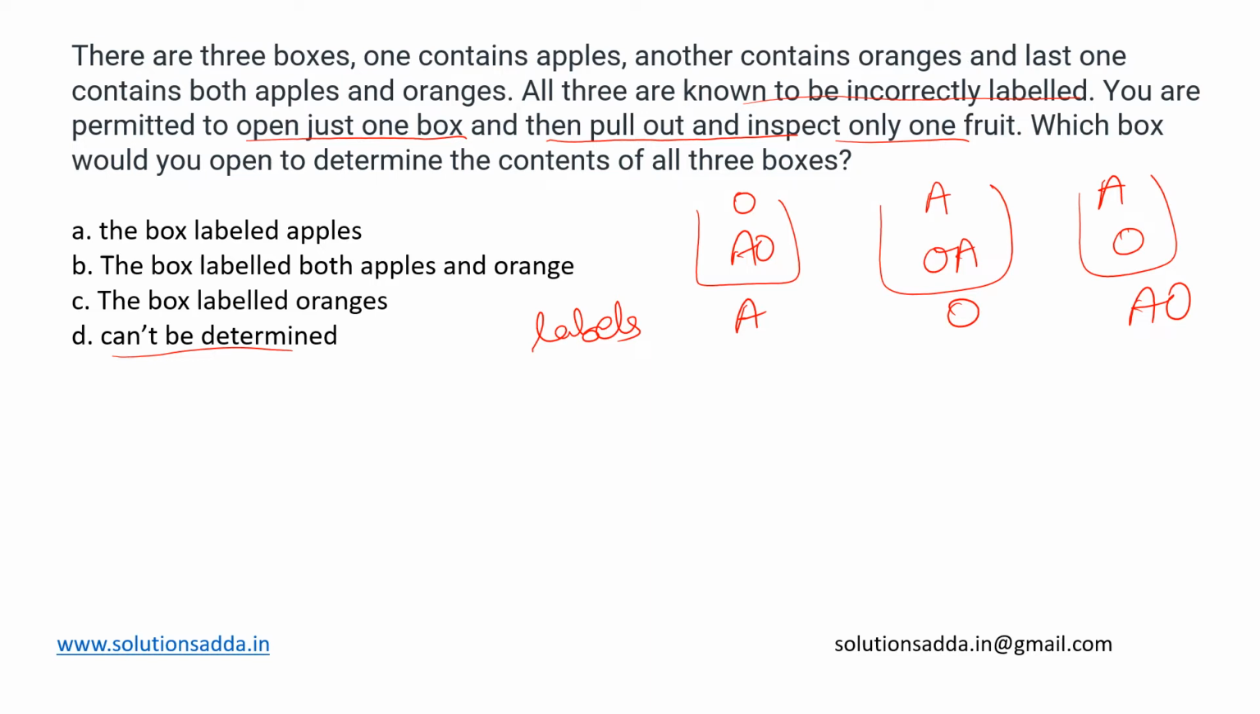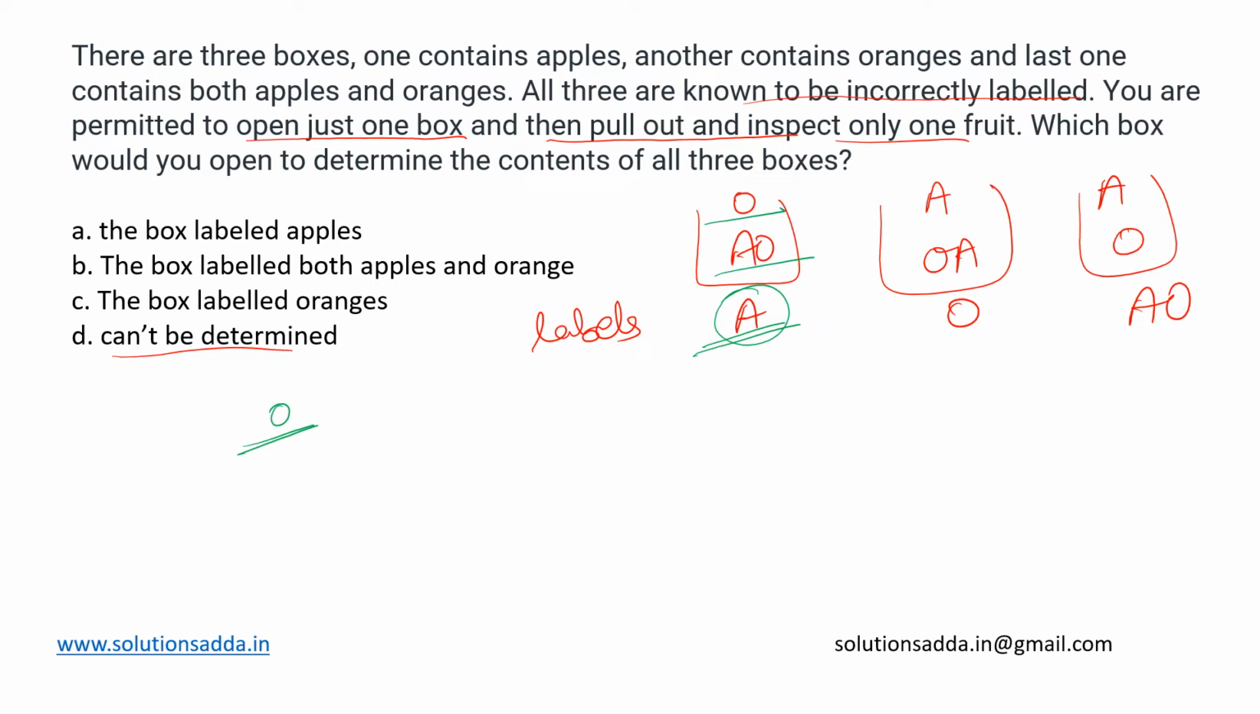Let us say you decide to open this particular box labeled as apple, and let us say an orange comes out of it. Now you know for sure that this is labeled as apple, so it cannot contain just apples. It can contain either oranges or apple-oranges, so whatever you pick out of it, you cannot for sure determine the contents correctly, because in this case also it is having orange and this case also it is having orange. So whatever you pick up, there is no definite answer you can give without opening another box.